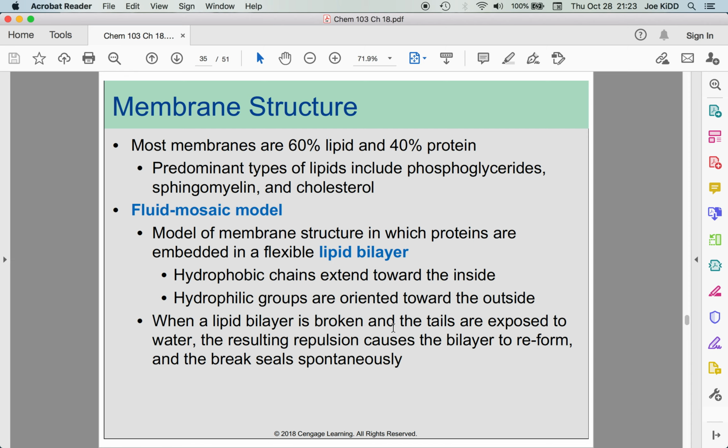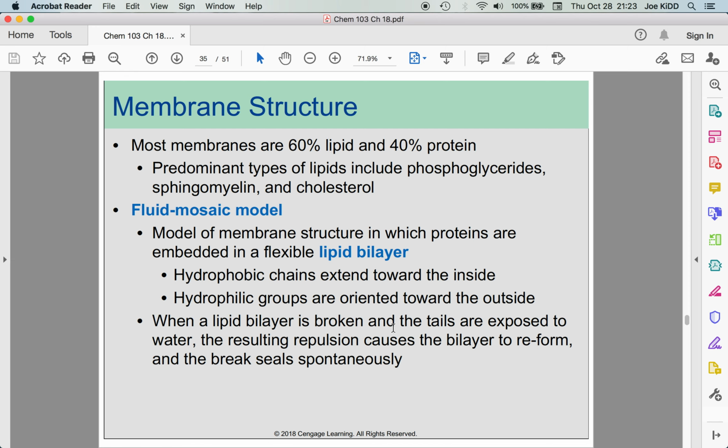So most membranes are going to be predominantly lipid and peppered in with proteins. And those proteins have jobs to do. Some of them are like salt channels that will be the egress and ingress into the cell and out of the cell. We have three basic types of lipids that make up these cell walls: cholesterols, sphingomyelins, and phosphoglycerides. And we'll talk about each of those in a little bit.